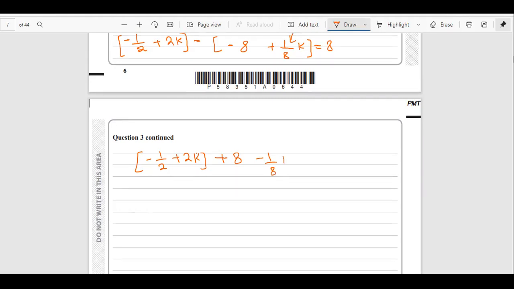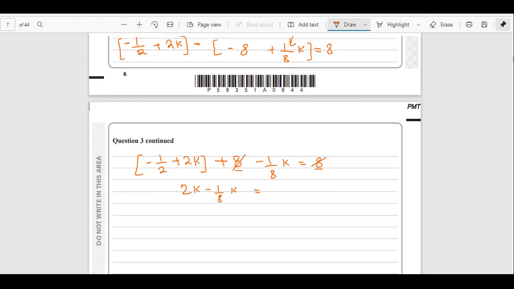k equals 8. Now we are in the form of making k the subject. So I have 8 here, I have 8 here. I can cancel these two 8s directly because I have positive 8 and positive 8 on both sides of the equation. Right? Yes. And then we have 2k minus 1 by 8k. Now you can find their difference equals 1 by 2.